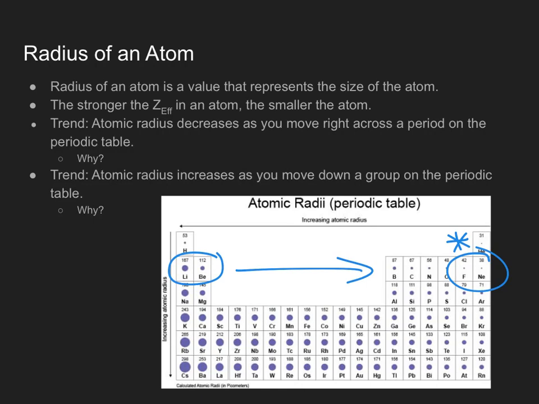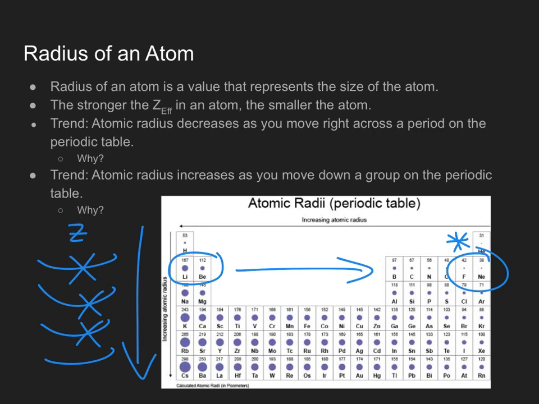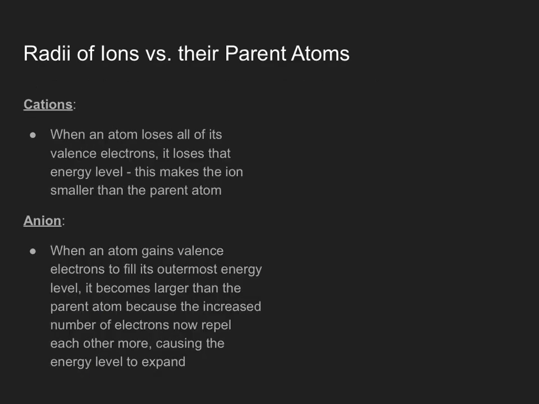As I go down a group on the periodic table, I end up with more shielding. And so as I move down, each successive energy layer or energy level is reducing more and more the effective nuclear charge, and so we see that the nucleus, Z, is no longer able to hold on to the outermost energy levels, and so they essentially kind of expand out a little bit, and that atom is going to be larger. The last idea that we'll look at is how the radius of an atom changes if we ionize it.